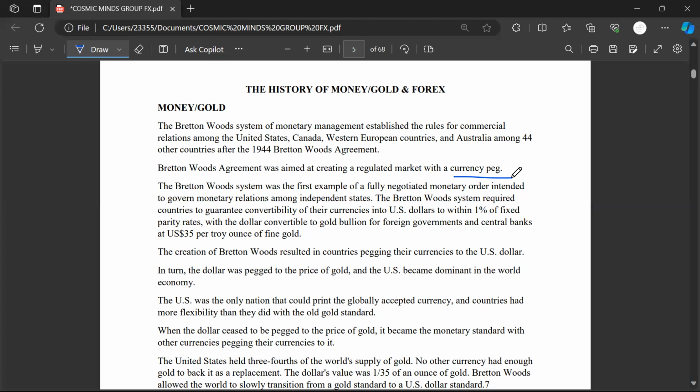The Bretton Woods system was the first example of a fully negotiated monetary order intended to govern monetary relations among independent states. The Bretton Woods system required countries to guarantee convertibility of their currencies into US dollars within 1% of fixed parity rates, with the dollar convertible to gold bullion for foreign governments and central banks at 35 dollars per troy ounce of fine gold, right?